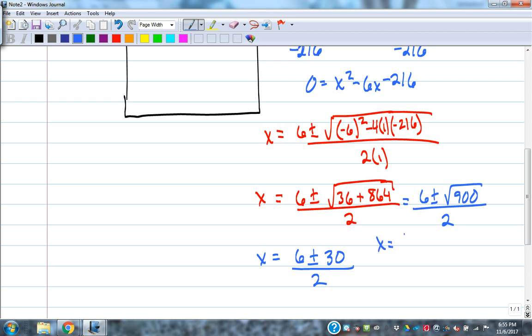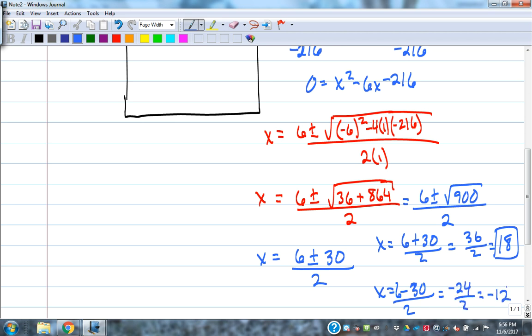So we got two answers: 6 plus 30 divided by 2, and 6 minus 30 divided by 2. What's 6 plus 30 divided by 2? Wait, no. 36 divided by 2. Try again. 18. And then 6 minus 30 would be negative 24 over 2, which is negative 12. Can the length of that thing be negative? No. That one's out then. So X is 18 inches.